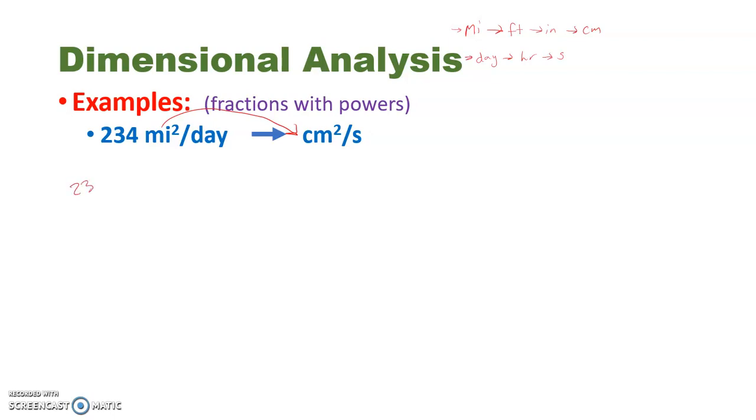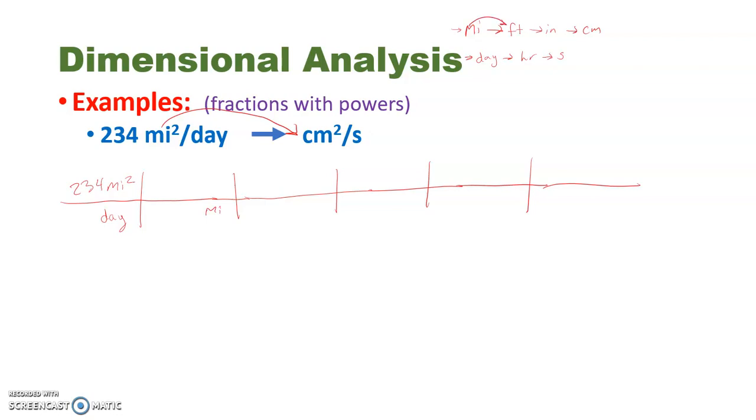So I take 234 miles squared, set this up, days goes on bottom. Now it's 5 steps, let's just set this up. It's 2 vertical lines, 3, 4, 5. So it gets a little bit long here. Let's just start with the top. Miles on top. I'm going miles to feet. So I'm just following my road map.